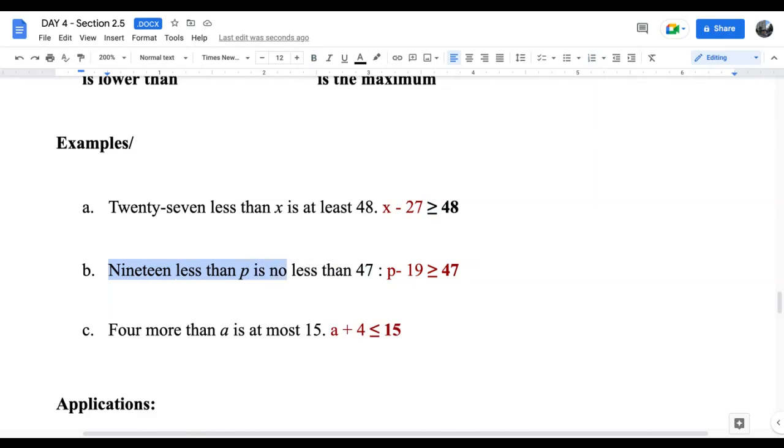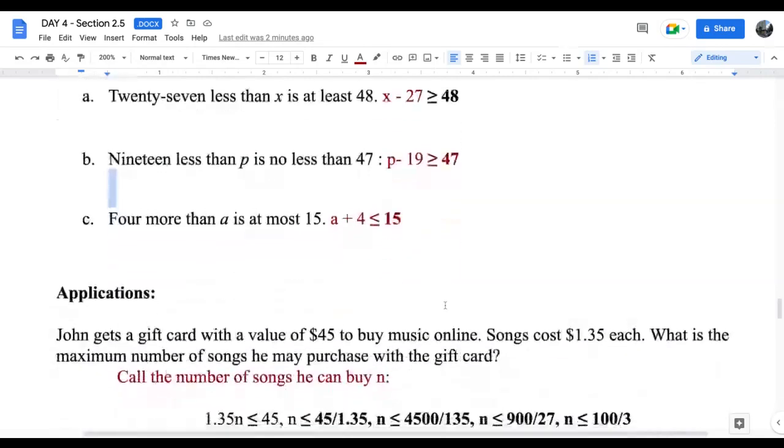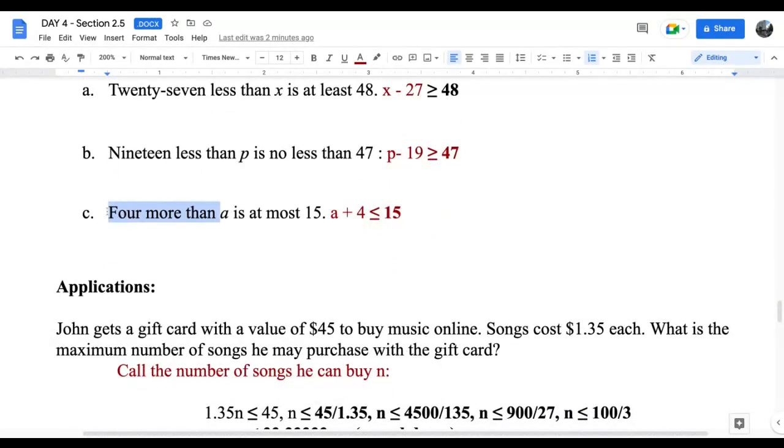19 less than p is no less than 47. 19 less than p is no less than. Is no less than means it has to be greater than or equal to 47. 4 more than 8, 8 plus 4, right? It's at the most 15. It cannot be bigger than 15. It's at the most 15.